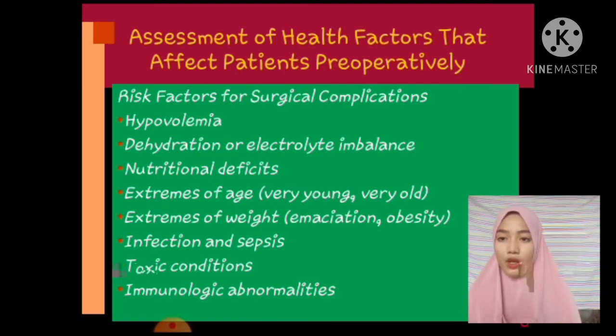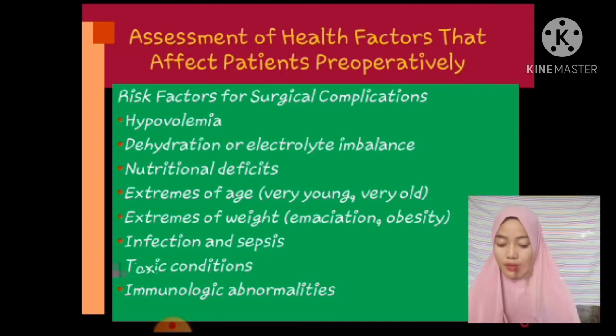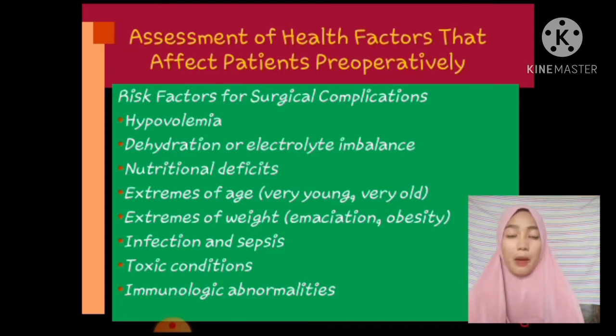Next is toxic conditions. From the word toxic means poisonous that cause serious injuries and damage the liver. Kapag nasira ang liver, wala nang sasalo sa toxins sa katawan, and if ever na ganun ang nangyari, it cause uncontrolled bleeding rather. And next is immunologic abnormalities.